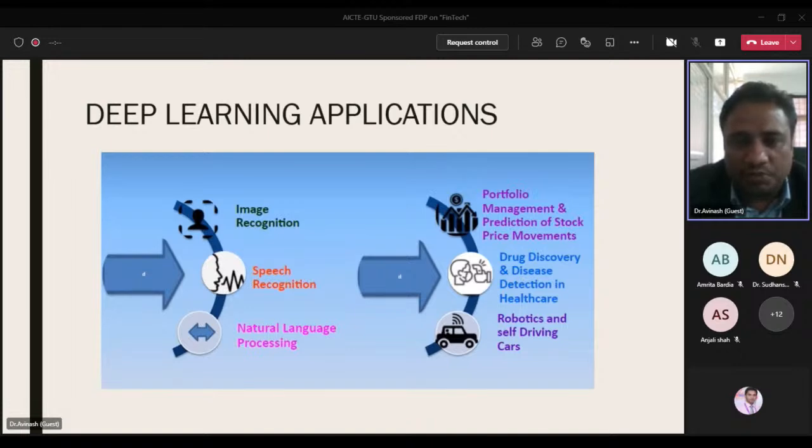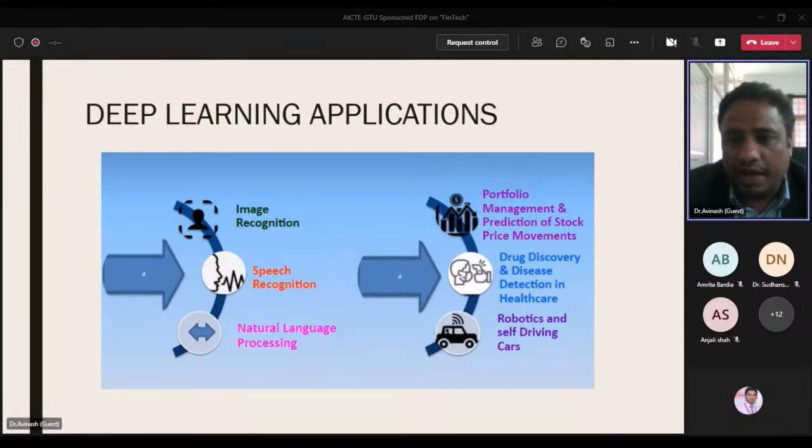Suppose you make an advertisement in a particular language, say English, but you want to make that advertisement in other languages, in Hindi, Marathi, or local languages, Punjabi, all the languages. That could be possible with the help of natural language processing. Then if you want to manage your portfolio, or do some kind of prediction of stock movement or stock prices, that could be possible with the help of deep learning algorithms.